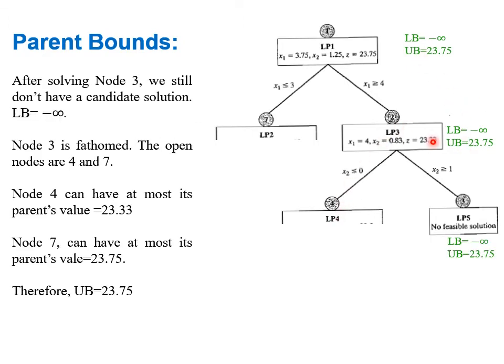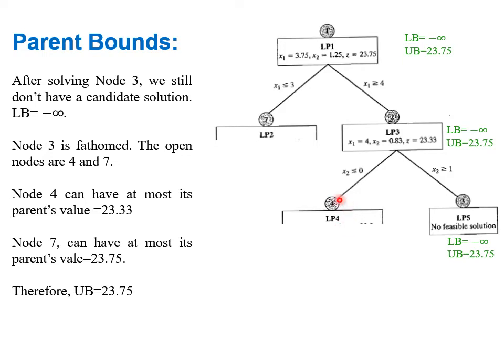Then we decide to branch node 2, and we come up with two children, and we randomly select one of them and solve it. So we solve node 3, and the result is infeasible. This LP5 does not have a feasible solution. Since we didn't get any integer solution until now, our lower bound is still minus infinity. And in order to find the upper bound, we look at the unexplored nodes.